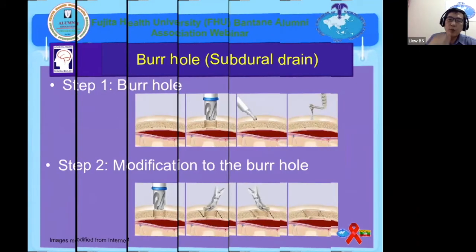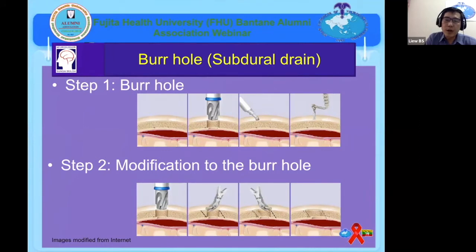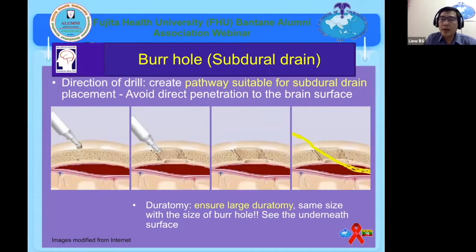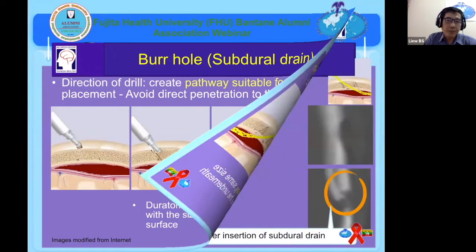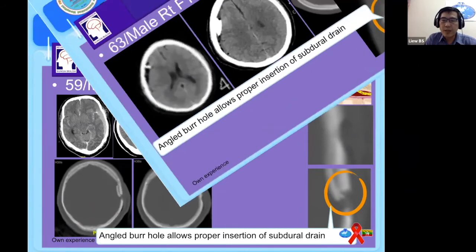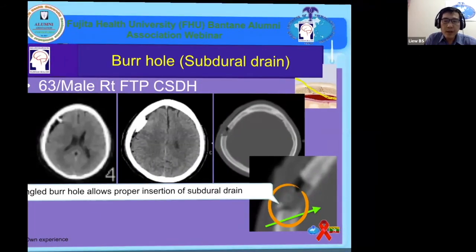And I would propose that for subdural drainage, we should also do an angulated burr hole. And this is why: the catheter will be able to direct along the brain surface rather than penetrating inside the brain. This is just to illustrate some of my previous cases where I tried to do this kind of burr hole to reduce the risk of penetrating brain injury due to subdural catheter insertion. Here is another example.